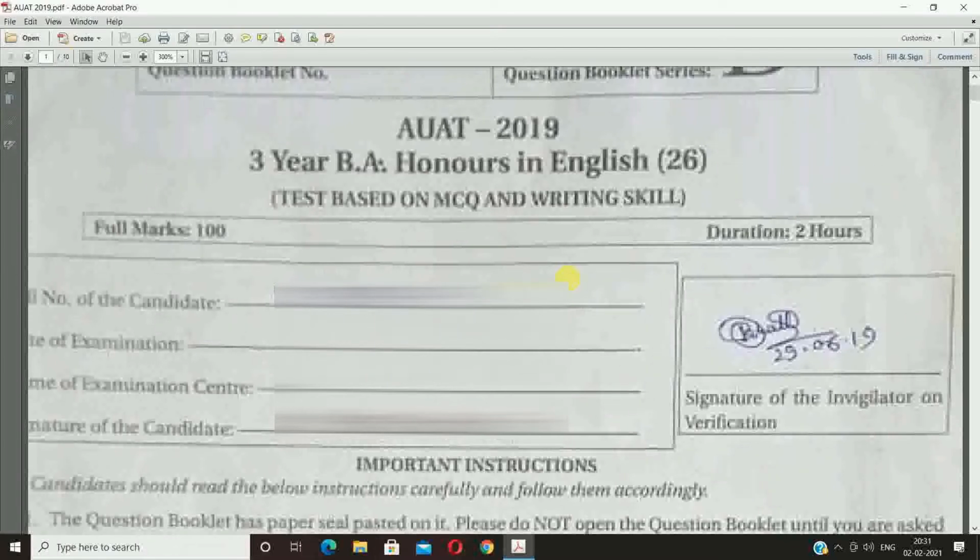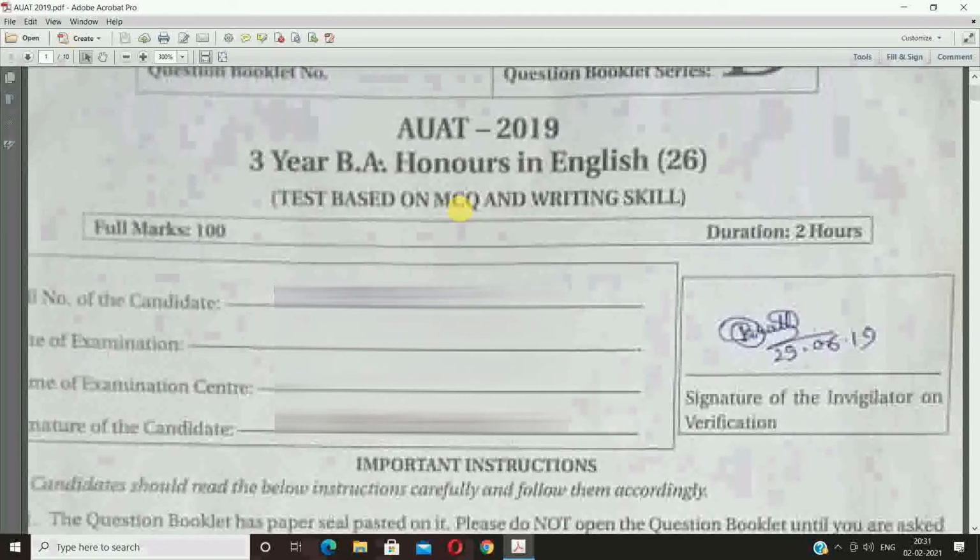Okay, so I have already discussed how to prepare for the Presidency University entrance test and the Jadavpur University entrance test. In a similar fashion, I'll discuss how to prepare for the Aliah University entrance test. I have collected this question paper that they held in 2019, because in 2020 they couldn't hold this exam because of the pandemic, as you all know.